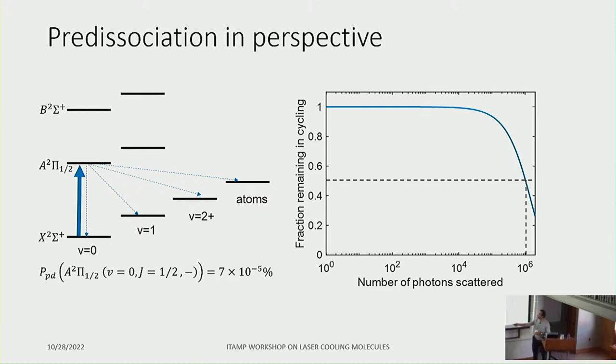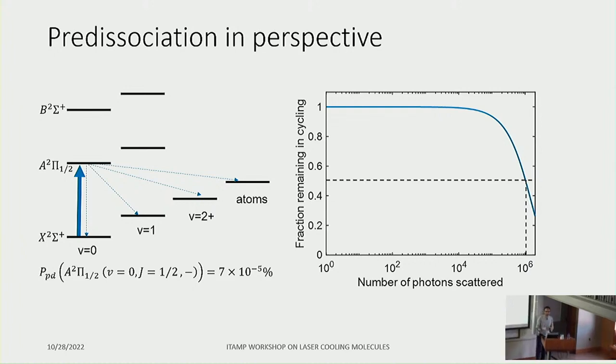So imagine that we were cycling photons on our X to A transition for laser cooling, and then none of the repumps existed. This is a clean system. What I have here on the y-axis is the fraction of molecules that remain within your cycling as a function of the number of photons you scatter. If the A state was perfect, this would be a straight line at 1. But the A state is predissociating at the 10 to the minus 6 level. And if we use a metric of saying that, okay, after how many photons half of my molecules have been lost due to predissociation, I get an estimate of about 1 million.